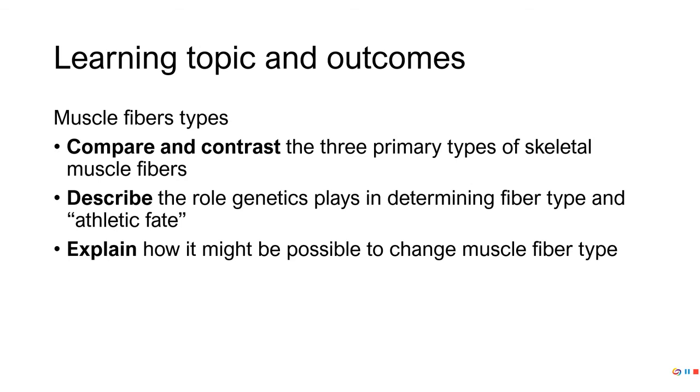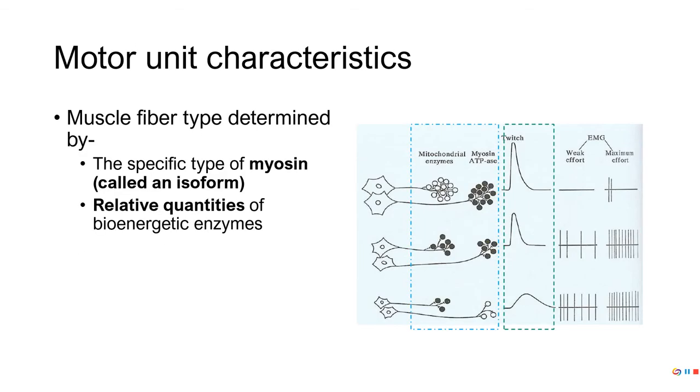Okay, so really there's a couple of things. Muscle fiber type is determined by the specific type of myosin. And on that specific type of myosin, each one of them has a specific ATPase, right? Remember, ATPase is the enzyme that breaks down ATP. Fast motor units, or fast muscle fibers, have a fast-acting enzyme. Slow has a slow-acting enzyme.